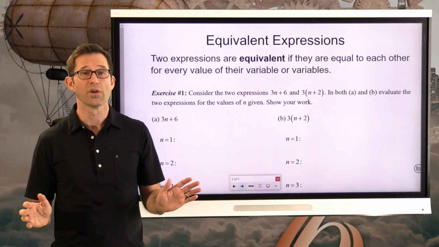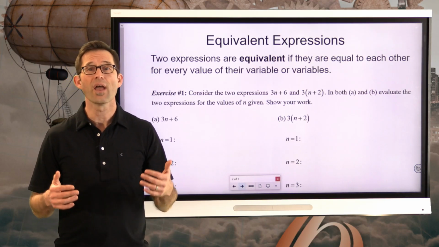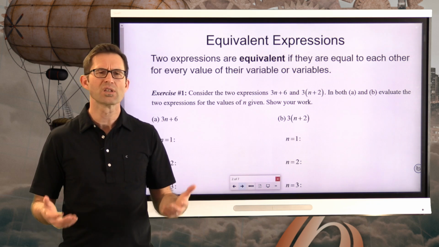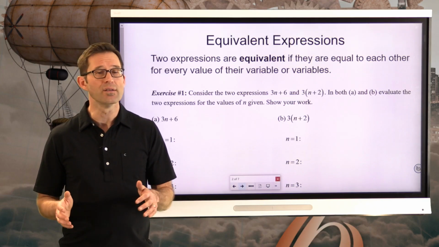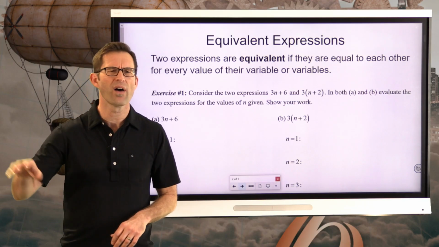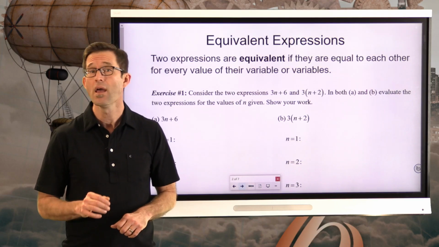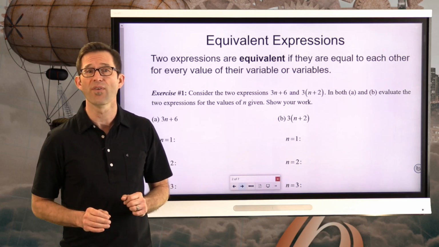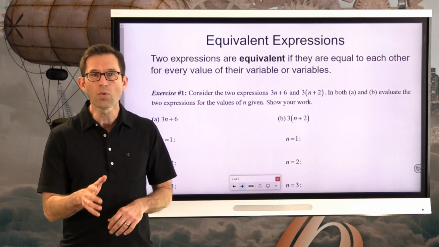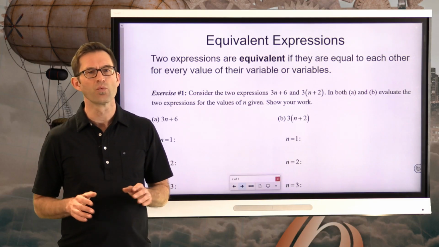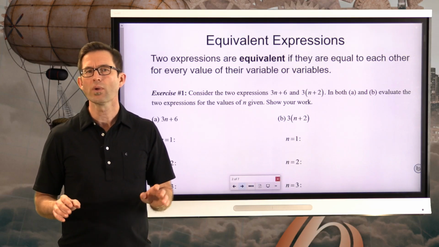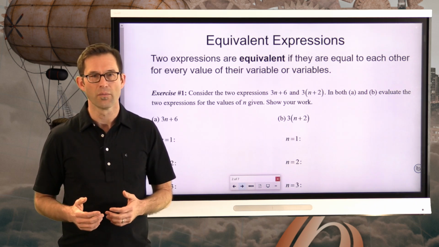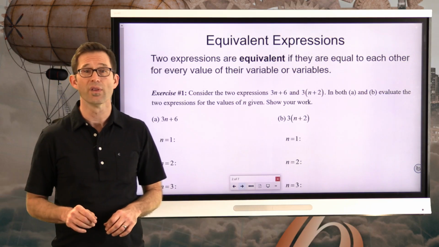All right, equivalent expressions. Two expressions are equivalent if they are equal to each other for every value of their variable or variables. Most expressions have only one variable in them, but the idea is if I have two expressions and I pick any random value of x, or like in the first exercise n, and I put it into the two expressions and come up with their value, they'll have the same value. Now you might say, well, why don't we call them equal expressions? Well, equality is reserved really for just numbers, right? So when we talk about equivalent expressions, we really can't call them equivalent until we know what the values of the variables are. So let's take a look at exercise 1 to get a sense for this.